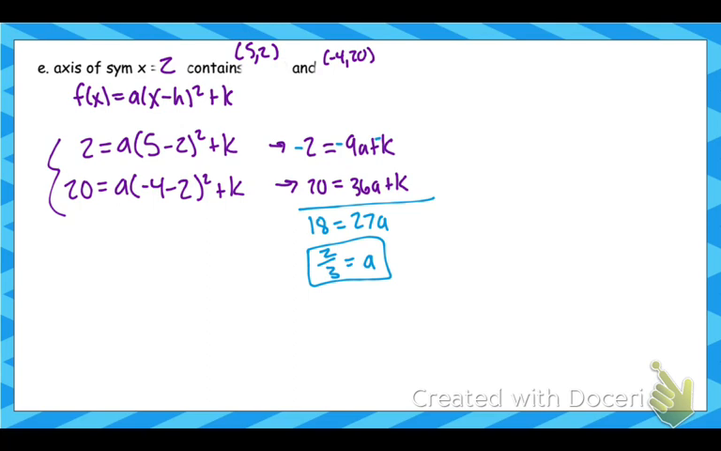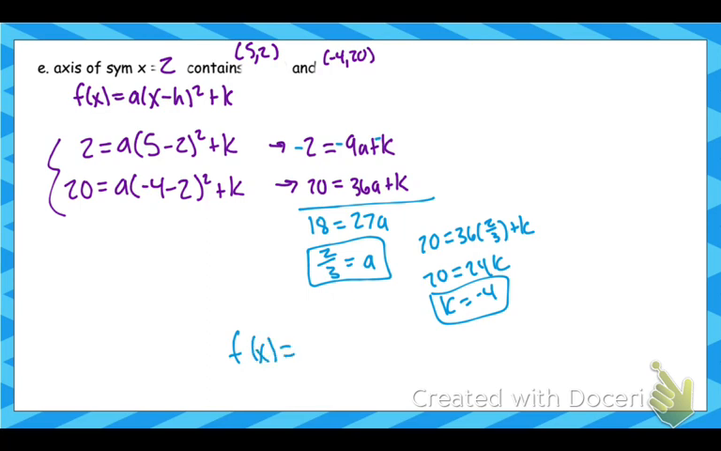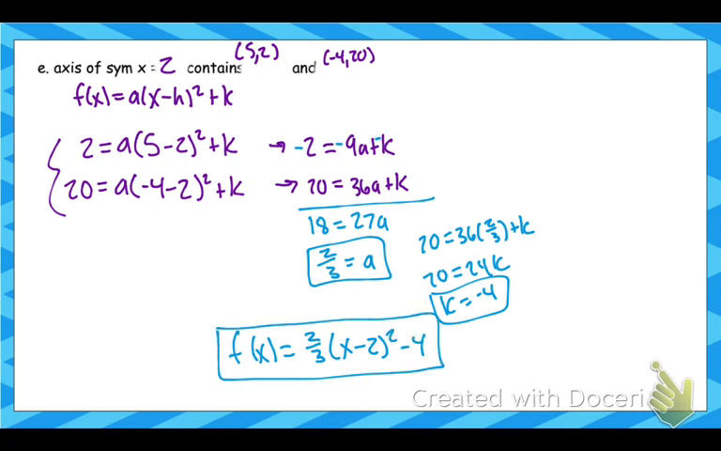Once I know a, I can plug it back into one of those equations to get k. And now I can write my equation. So I know a, I know h from the axis of symmetry, and now I know k. So again, those last two, they're a little bit harder on the algebra. They're a little bit less intuitive, so those are probably the two toughest ones out of all these styles that we've looked at. But again, the more familiar you are with these equations and the different parts, the easier it's going to make writing equations in general.